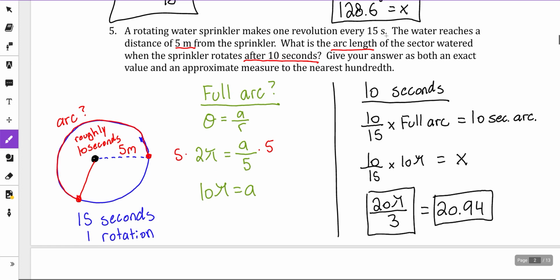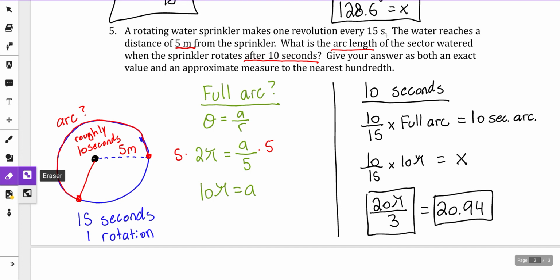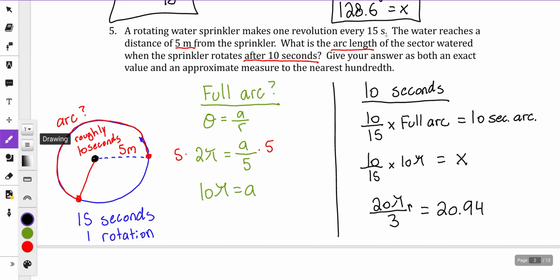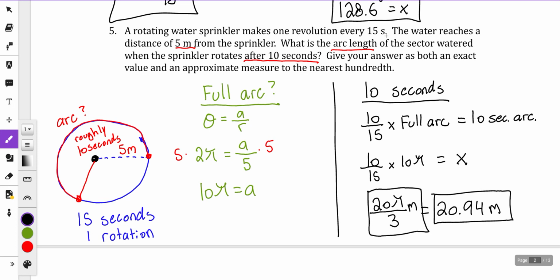Is there a unit for something like this? A unit? Yeah. Meters or something. It would be meters, because the radius was in meters. I don't think they marked that. But Alex asked a good question. This is technically in meters. I've never seen them dock marks for that. But if you want to just be safe, yeah, it's meters. The arc length will be the same measurement as the radius.